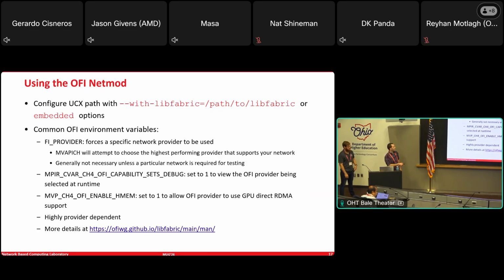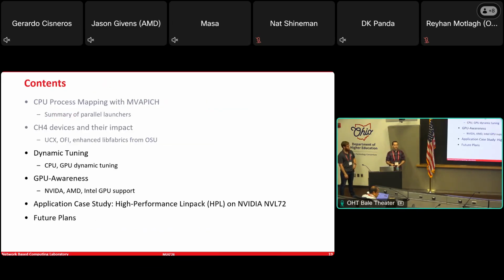And then lastly, enable HMEM that allows OFI to actually use GPUDirect RDMA features that were sort of mentioned on and off in the talks from this morning. It's very provider dependent. Before I hand it off to Nat to discuss dynamic tuning and GPU awareness, any questions on this part? I realize I kind of blew through it quickly.